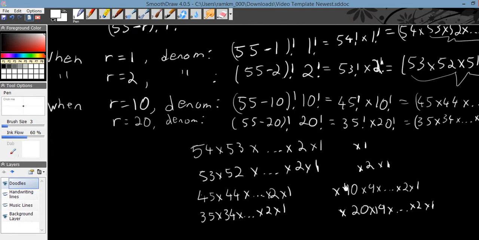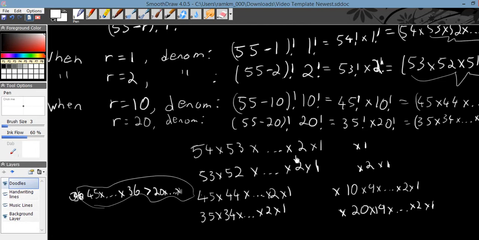Why? Because they both have this 10 to 1 in common, whereas in this one the rest is 11 through 20, while this is 36 to 45. So, 45 to 36, those numbers multiplied together are going to be bigger than 20 down to 11.